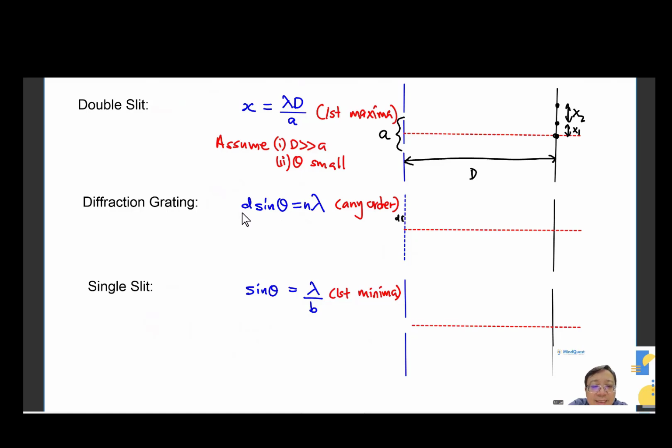So usually in the exam, they will give you d as 1 over p, and p is in lines per meter. If it's lines per millimeter, you need to convert it to lines per meter. Now, this is very important, and this is true for any orders.